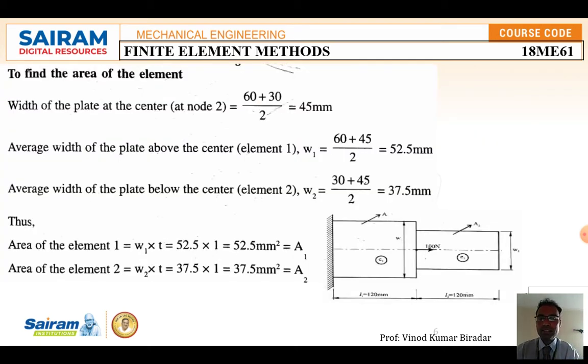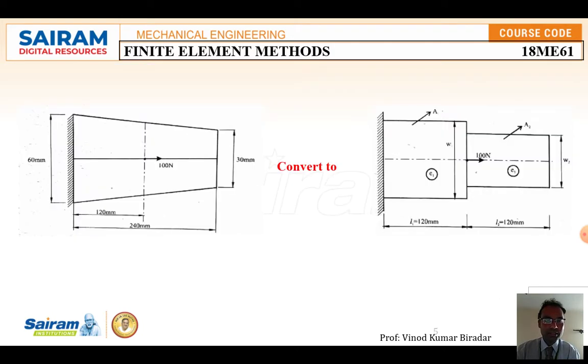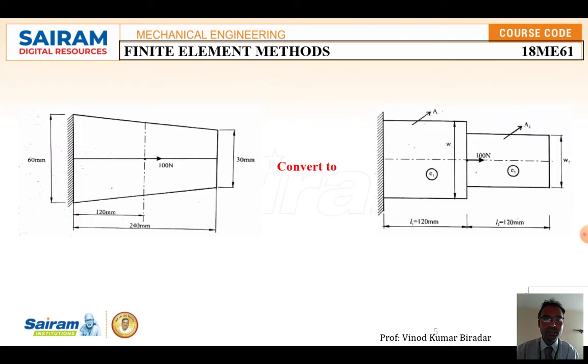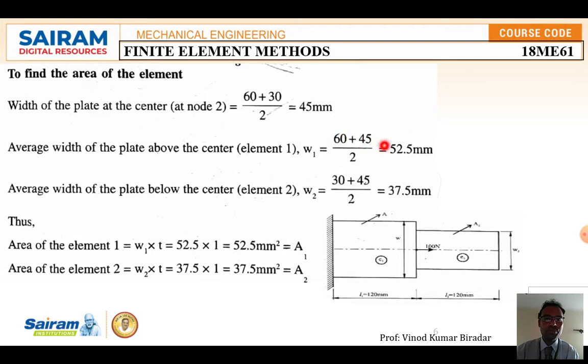Okay, so what is the area? How to calculate the area if the width is given? This is the formula. Width of the plate at the center, at node number 2, is equal to 60 plus 30 divided by 2, you are going to get 45. Okay, 45 is the width you got. Average width of the plate above the center is equal to 60 plus 45 divided by 2. I have to make it average, that is 60 plus this middle 45, divided by 2, is equal to 52.5.